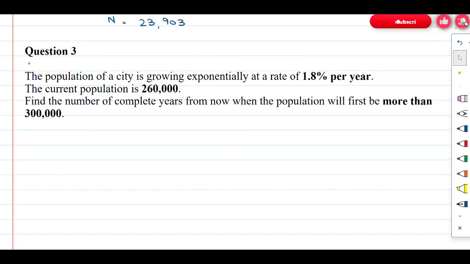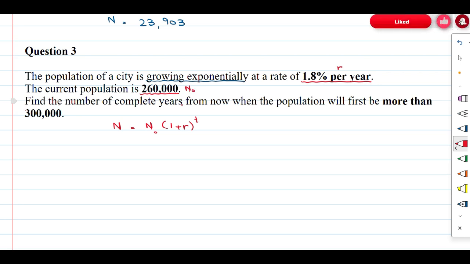Let's take a look at another example, number 3. The population of a city is growing exponentially. Growing exponentially means exponential growth, and its formula is N equals N naught times 1 plus r to the power t. At a rate of 1.8% per year, that is the r value, the current population is 260,000. So this is N naught, the current one.